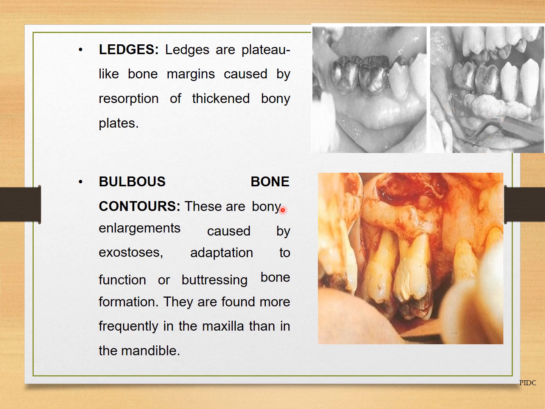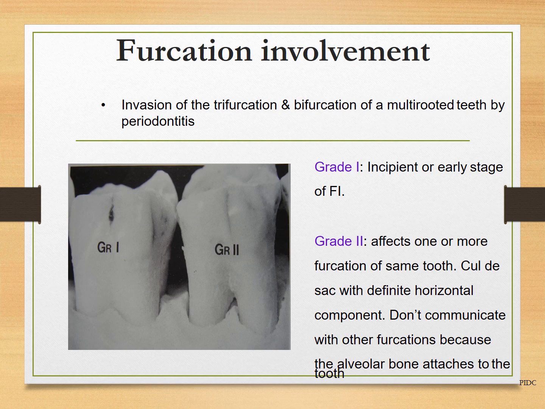And then coming to the bulbous bone contours, these are bony enlargements. This is mainly caused by exostosis, or buttressing bone formation, or adapting to function might be the reason for this type of bone contour, and they are more frequently found in the maxilla than in the mandible. Then coming to the furcation involvement, that is invasion of the trifurcation and bifurcation of multi-rooted teeth by periodontitis.